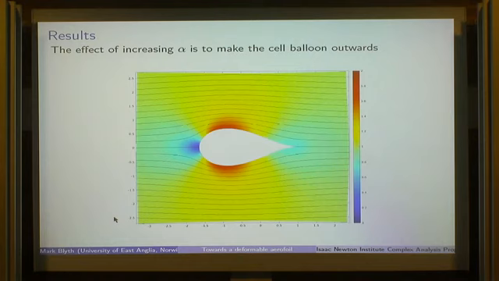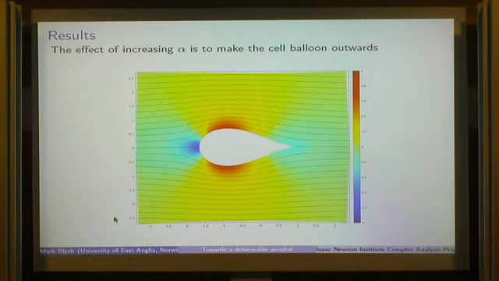Start being a bit careful about that. The first point to make, so these are solutions now with the Karman-Trefftz mapping. Here theta c is fixed to be, I'm not sure what it is, pi over 6 maybe. The point I want to make with this is that as you increase alpha, the shapes you get kind of balloon outwards. So it doesn't look like an ideal aerofoil shape.